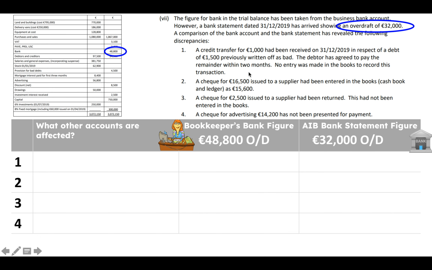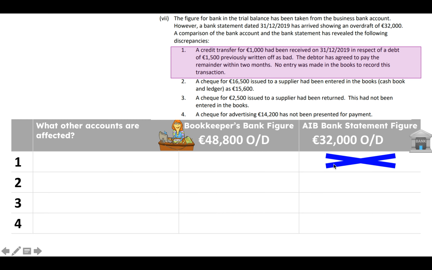Right, so number 1. A credit transfer for 1,000 had been received on the 31st of 12th, 2019 in respect of a debt of 1,500 previously written off as bad. The debtor has agreed to pay the remainder within 2 months. No entry was made in the books to record this transaction. Okay, so a credit transfer was paid directly into the bank. So AIB would know about that. AIB will do nothing then about that. Okay, they've already got that entered into their accounts. Now the bookkeeper will need to show in her bank account then that €1,000 came into the bank. So if €1,000 came into the bank, that would reduce the bookkeeper's overall overdraft figure by €1,000.